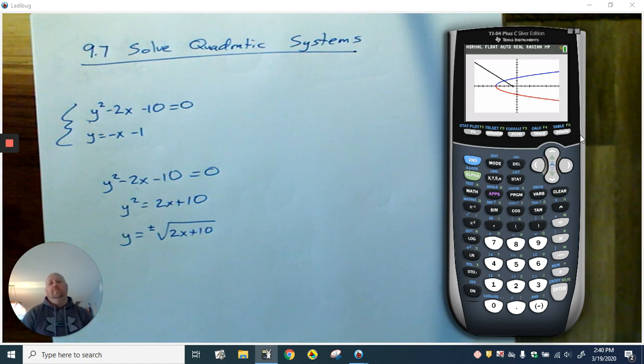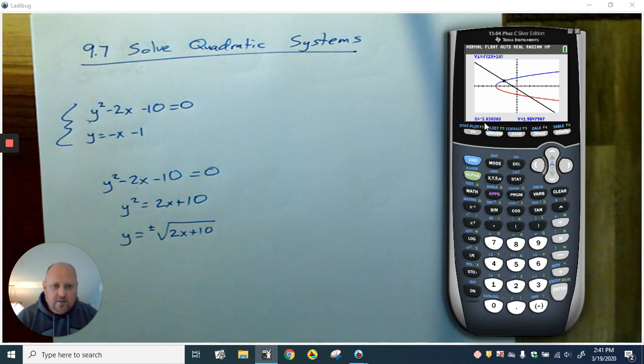Okay. Now, the next step is we've got to find the intersection points. We could use the trace feature and get a pretty good estimate, but the problem with the trace feature, number one, it doesn't want to move on me. There it goes. The problem with the trace feature is it's hard to be really precise. I kind of think the answer is -3, 2, but you'll see it's real hard to be precise here, and we want a precise answer.